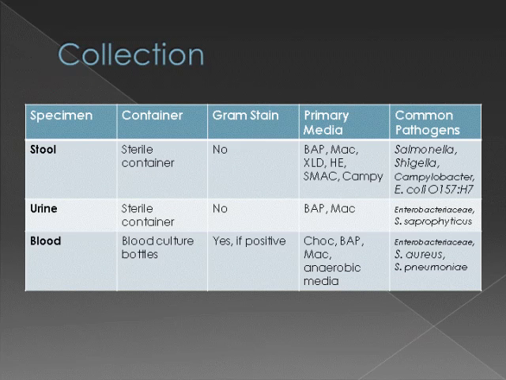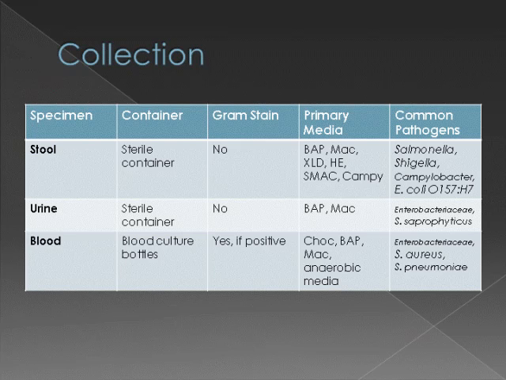Stool specimens are collected in a sterile container, and these are not gram-stained. The reason a stool specimen is not gram-stained is because stool contains many different types of normal flora, and so if you're going to gram-stain it, you're going to see all these normal flora bacteria popping up, and it's very difficult to distinguish what could be pathogen and what isn't. So we usually do not gram-stain a stool specimen. The specimen is plated to blood agar, MacConkey, XLD or HE, Sorbitol MacConkey's, and Campy.